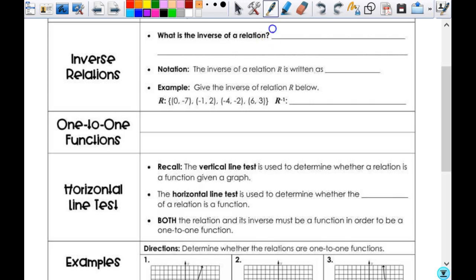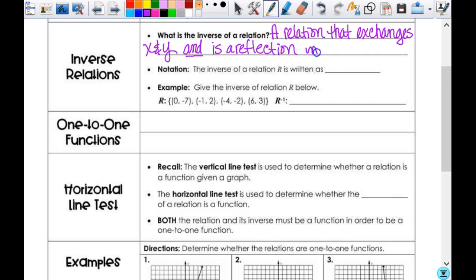We're going to say a relation that exchanges x and y and is a reflection in the line. What line does it get reflected in? Come on, you know this. Y equals x. Because y equals x, x equals y, right? So it's a reflection in the line y equals x. To actually find it, we just switch x and y.